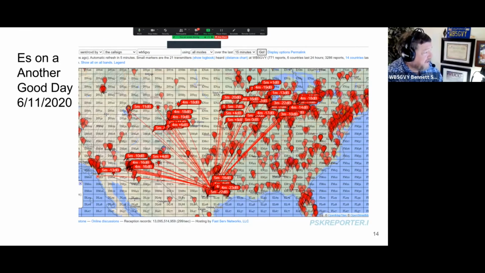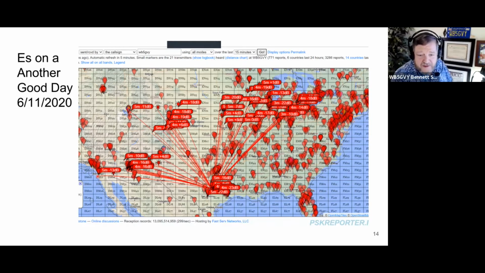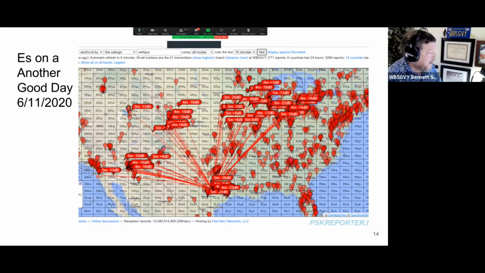Here's an example of another good day, just to show you it doesn't occur solely to the east, that you do get sporadic E that covers pretty much of the United States. I've worked 49 states, and most of it was on sporadic E.